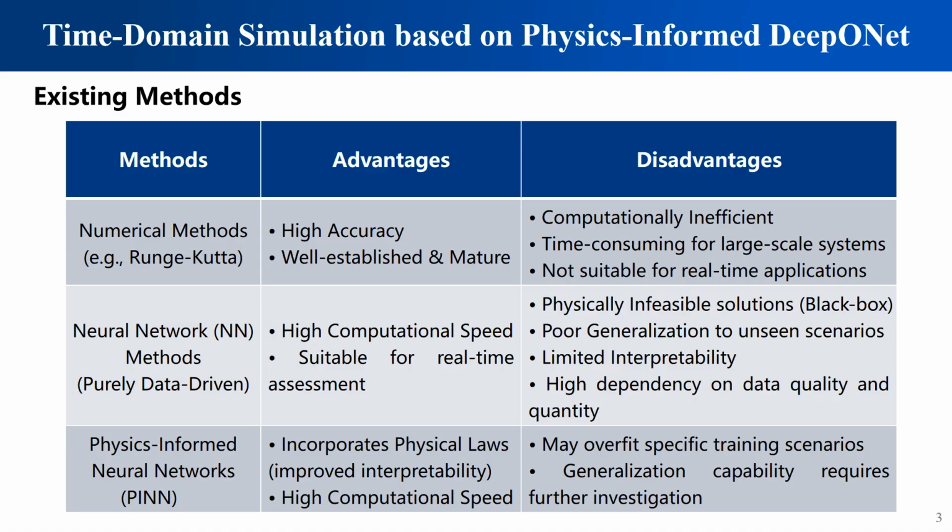Physics-informed neural networks improve interpretability by embedding physical laws into the training objective. The remaining risk is overfitting to specific training scenarios. Physics-informed DeepONet follows this direction, but the operator learning viewpoint is important. I do not train a network to imitate one curve only. I train a mapping from conditions and time to the family of dynamic responses governed by the differential equations.